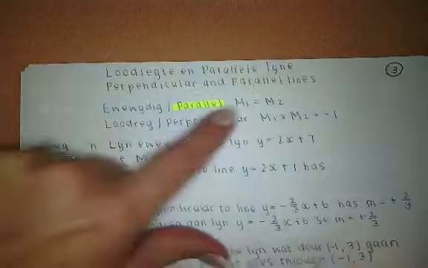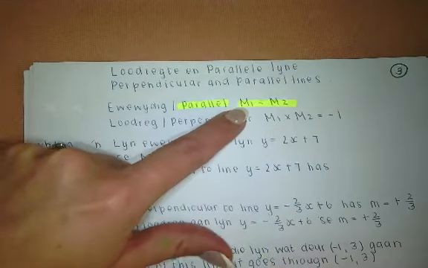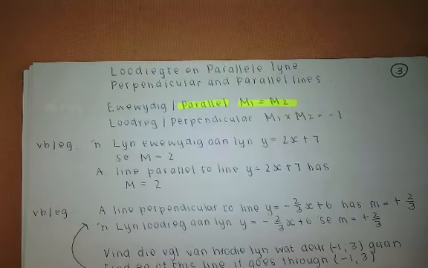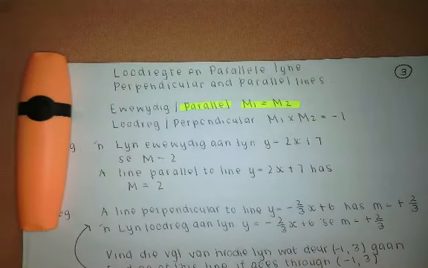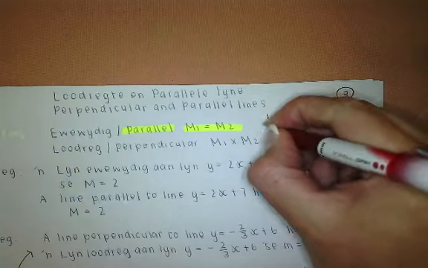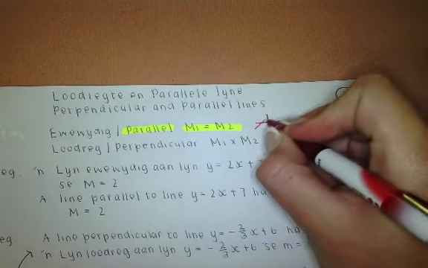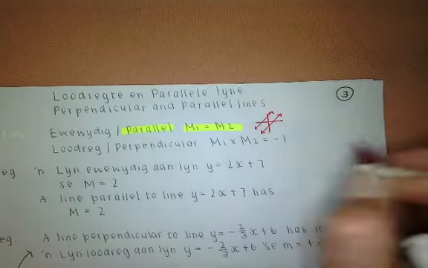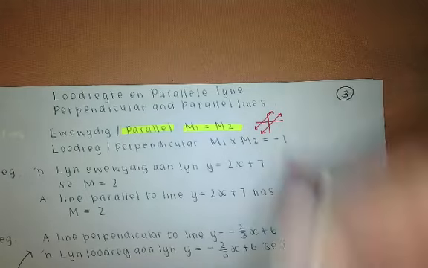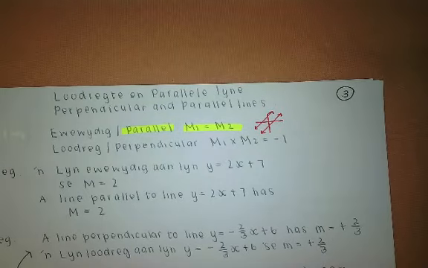Parallel, okay, let's do this one. Parallel lines, their gradients are equal to one another. Are you with me? Okay. Okay, so for example, this one here, they're going to give you two graphs. They're going to go like this, like that, and like that. Those ones' gradients are the same.